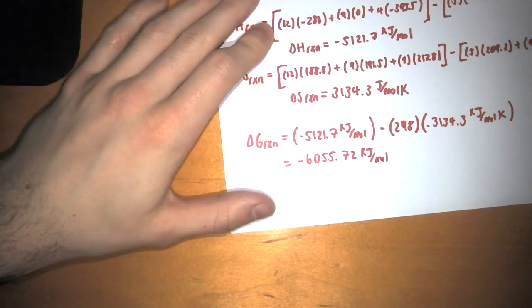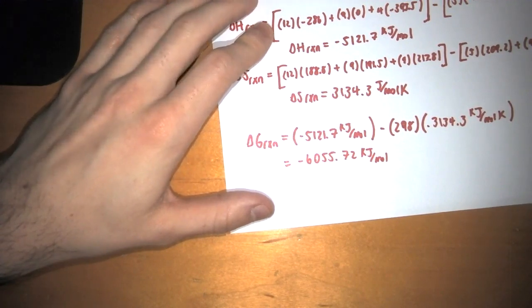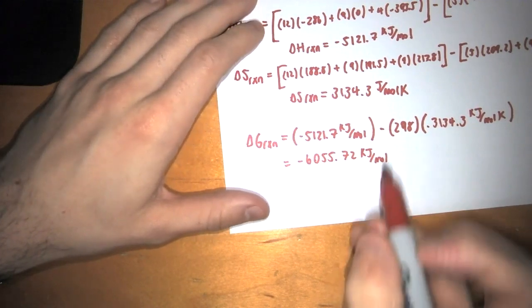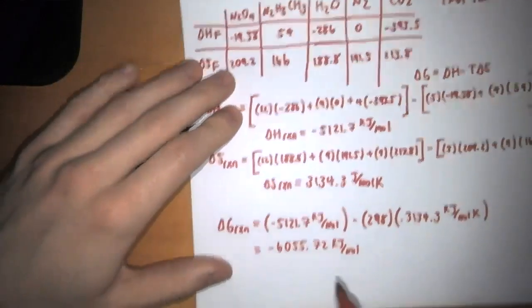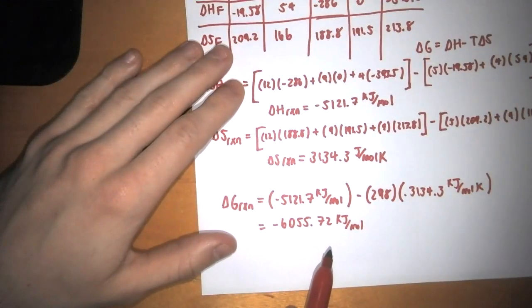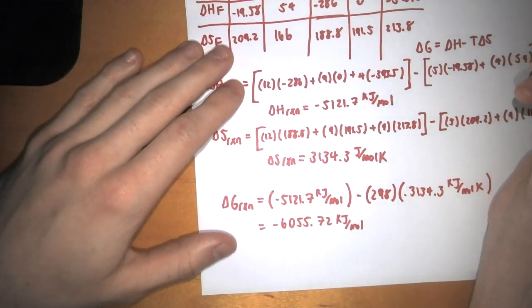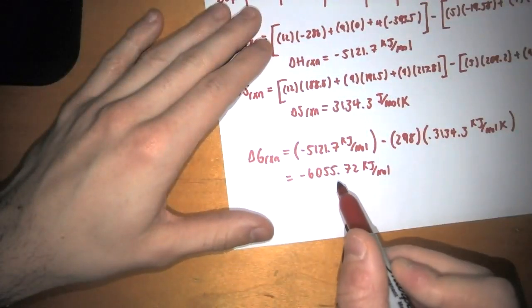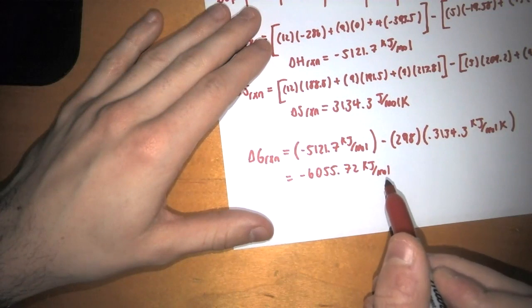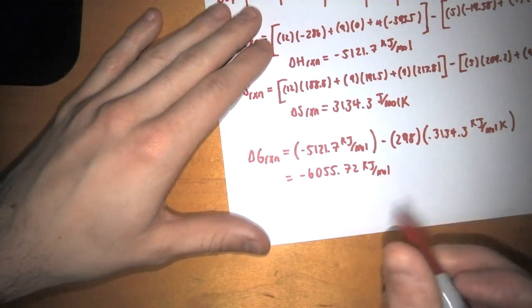Okay. If we want to find each delta H, delta S, delta G of the system, for each component, we can do that. I was just looking for the delta G of the reaction. You can find the delta G per mole of constituent. So for example, if we were doing the delta G of, we'll just stick with methyl hydrazine. So we know we have 4 moles of methyl hydrazine formed, right? So if we have 4 moles of methyl hydrazine, and this is negative 6055.72 kilojoules per mole, we can just divide this by 4. I'll do that actually.